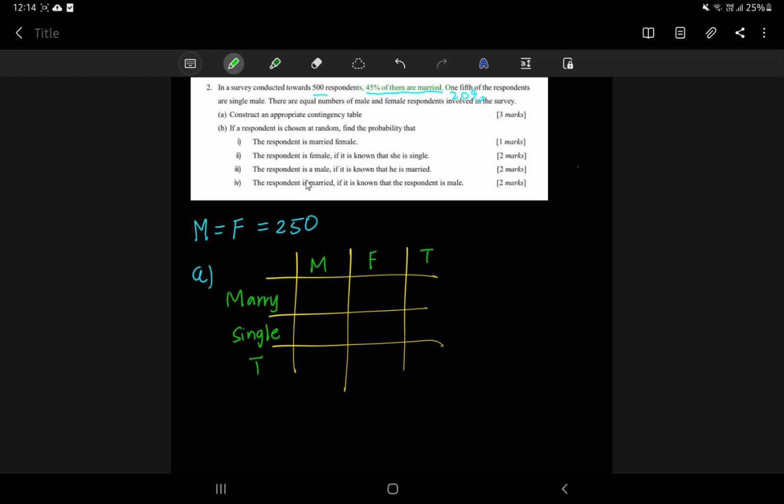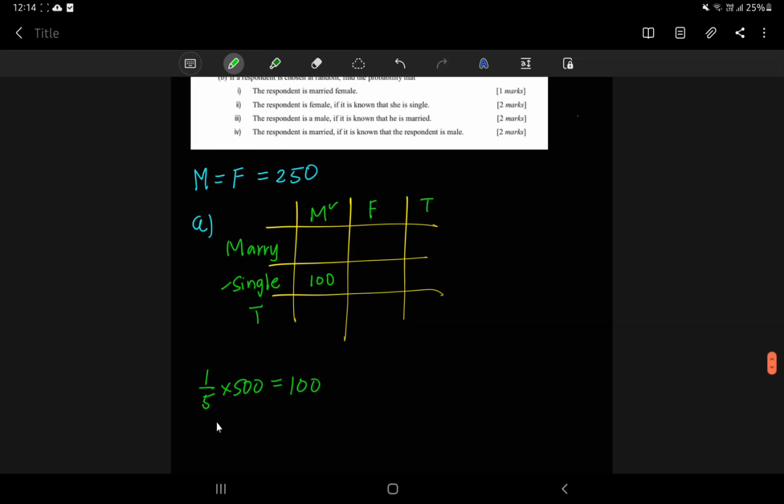So let's analyze. 1/5 of the respondents are single male, which means 1/5 times 500 is 100. Okay, 100 respondents are single male. So male and single is this box, which is 100. But you know that there are 250 male in total. So the total of male in this column is 250, and the remaining is just the difference of 250 and 100, which is 150. Just fill it in inside the box.